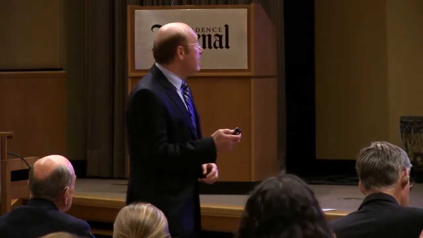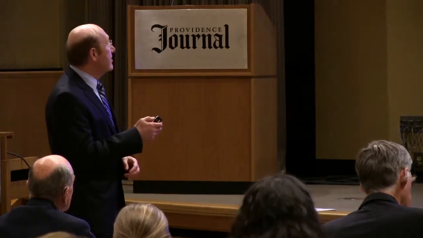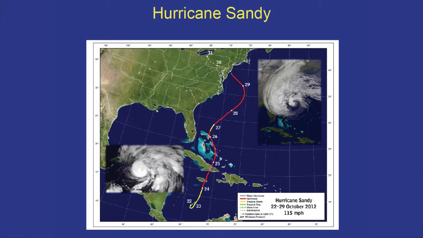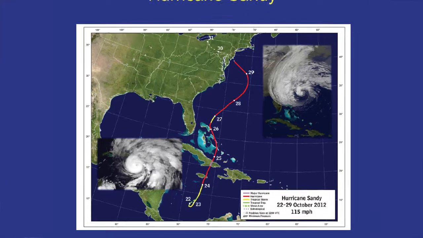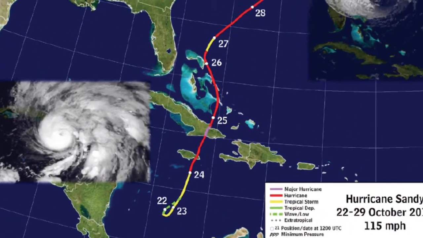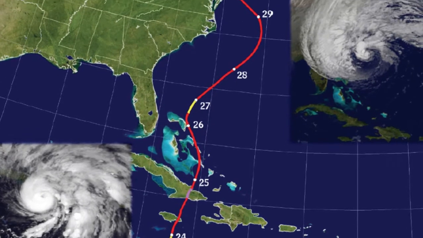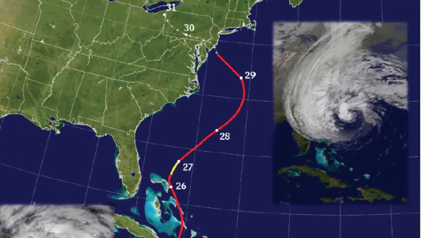So let's start with Sandy. This is the path or track of the storm. The red line shows the center of the storm, and the storm made landfall in the New York, New Jersey area on August 29th.